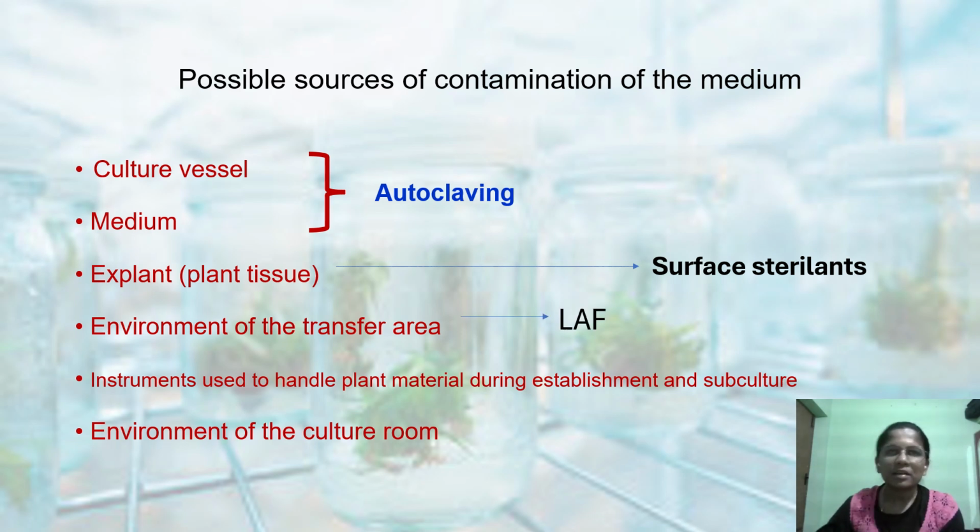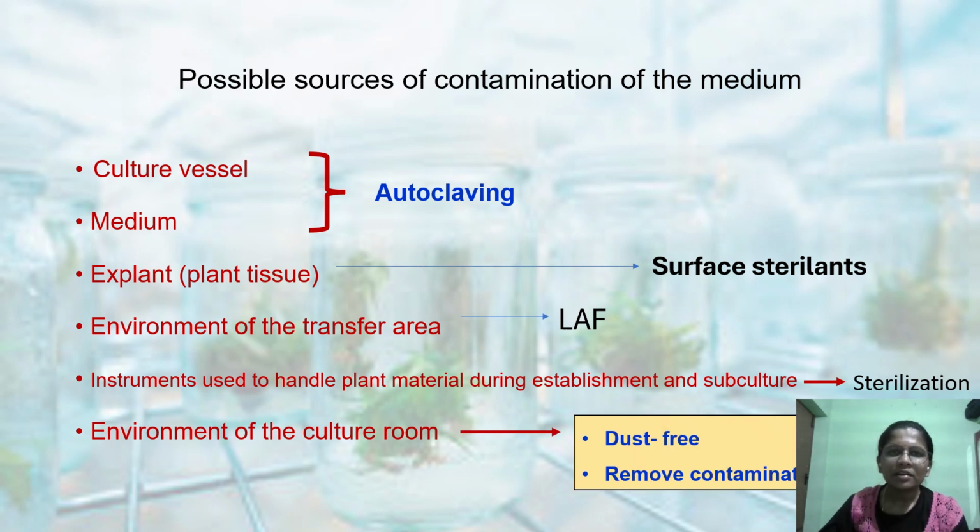Suppose it is environmental control, the infection is occurring through the particular environment, then we can use laminar airflow. Suppose it is any equipment or instruments, for example if we are using forceps or glass vials, then we can go for sterilization. It may be wet sterilization, or it may be dry sterilization.